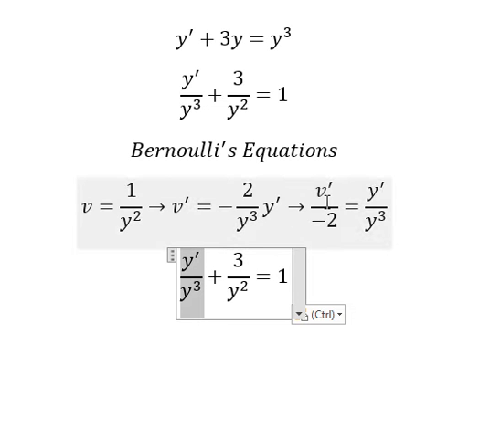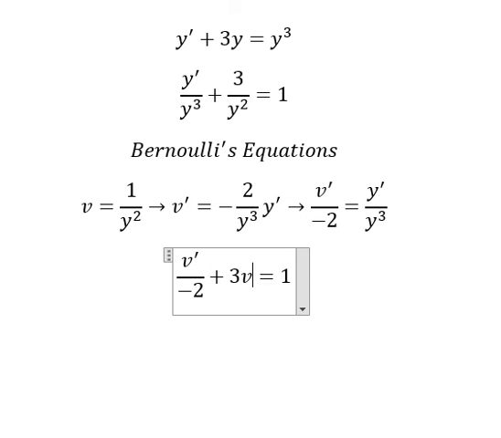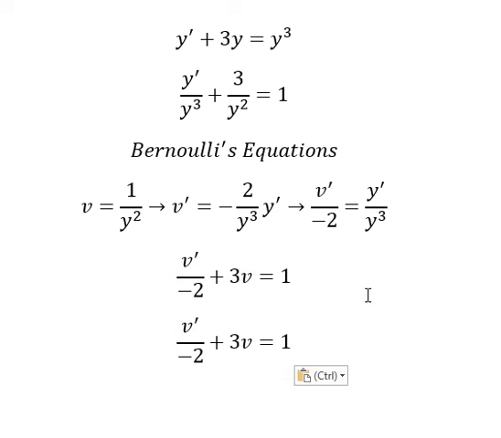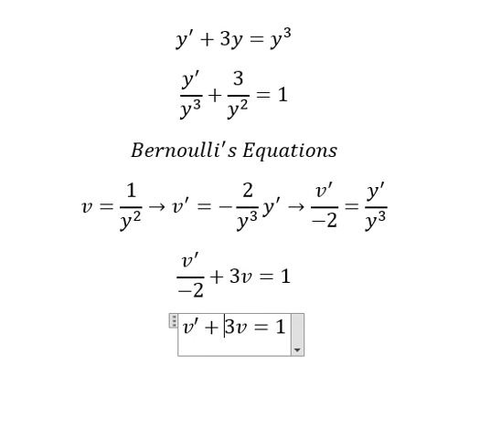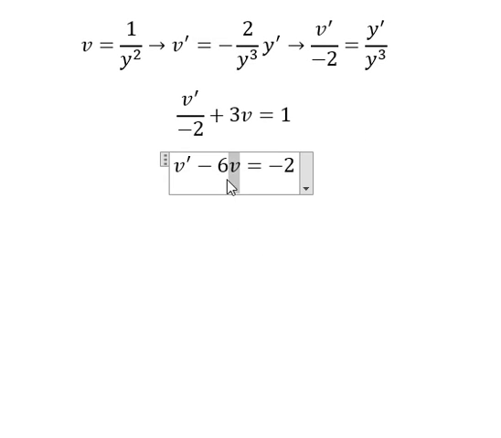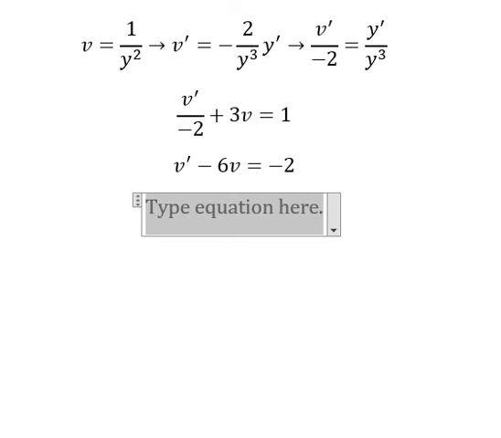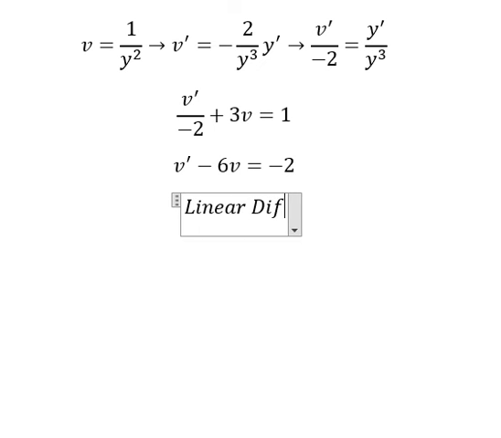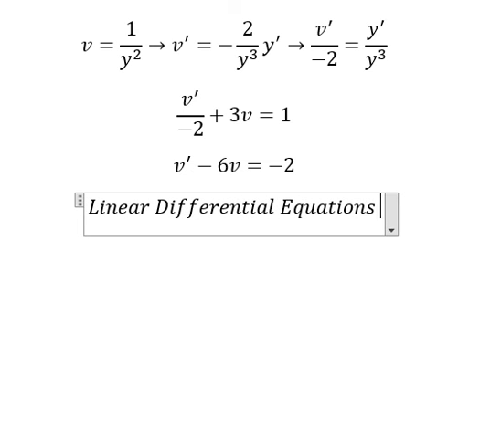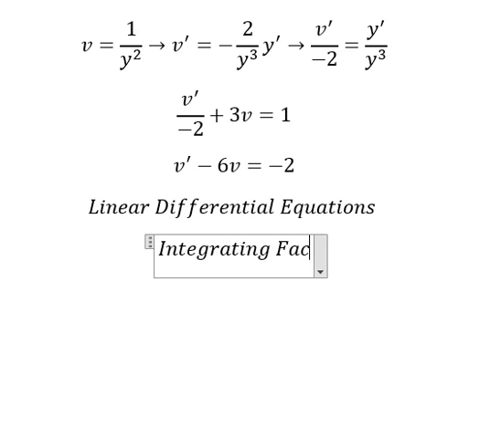So this one, that is about this one. This one we change for v. Next, we multiply both sides by negative number 2. Next, we have v and first derivative of v. This is about linear differential equations.